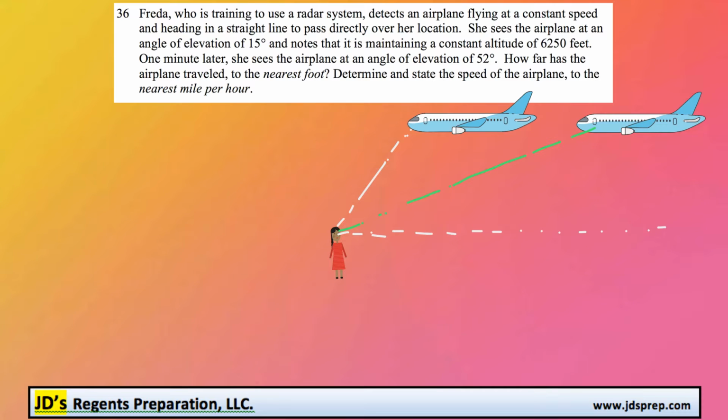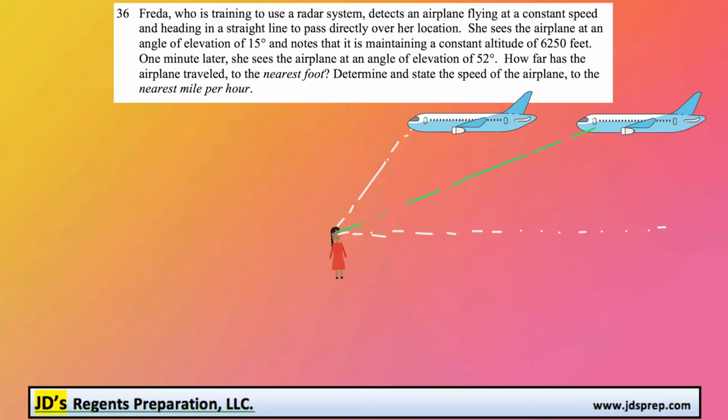Welcome to question number 36, the last one from the June 2017 Geometry Regents exam. We have Frida, who is training to use the radar system. She detects an airplane flying at a constant speed and heading in a straight line to pass directly over her location. She first sees the airplane at an angle of elevation of 15 degrees.